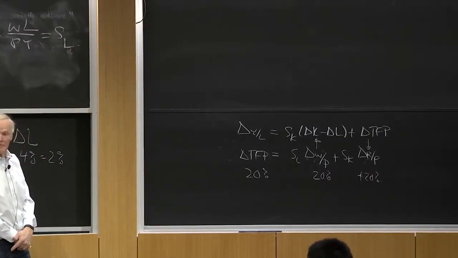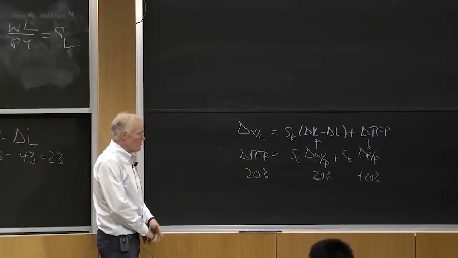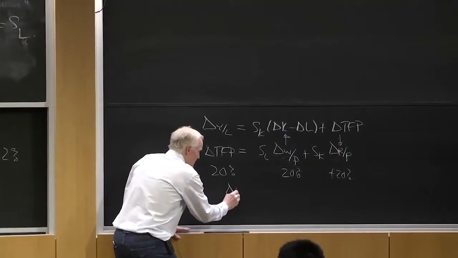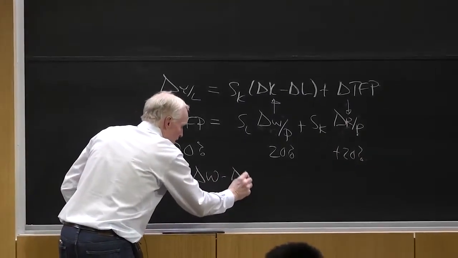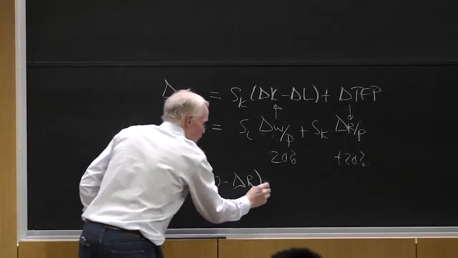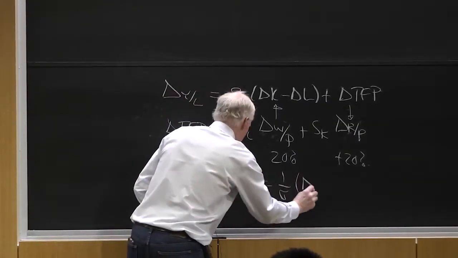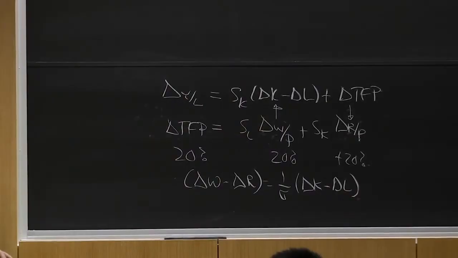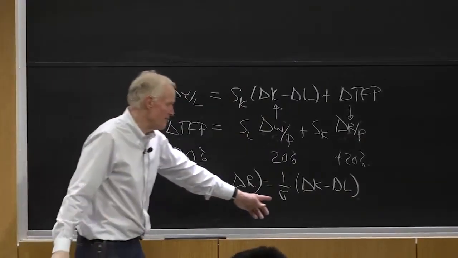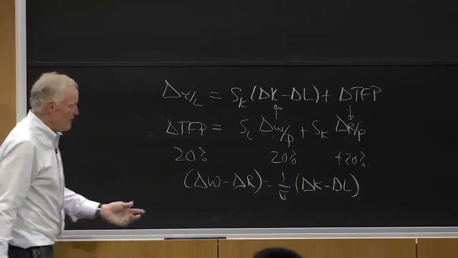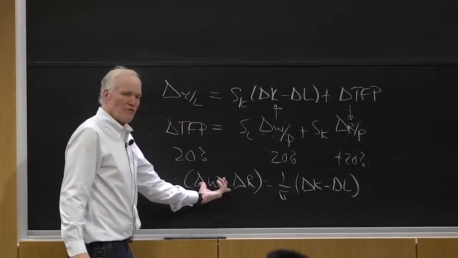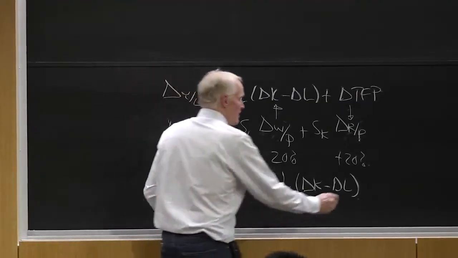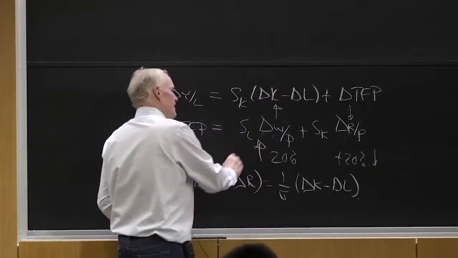Now we're going to have capital deepening, right? And as capital goes up relative to labor, what's going to happen? Well, think of it this way. Delta W minus delta R equals 1 over sigma times delta K minus delta L, right? That's just substitution between labor and capital. This is the elasticity of substitution. So as K over L goes up, W over R has got to go in the opposite direction. And what that means is this is going to come down, and that's going to come back up.